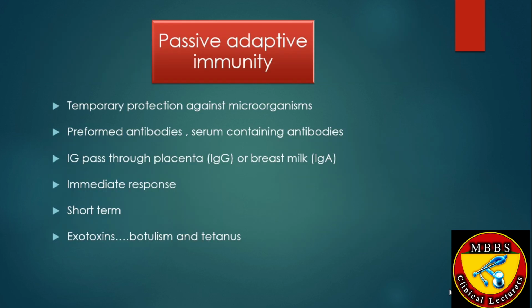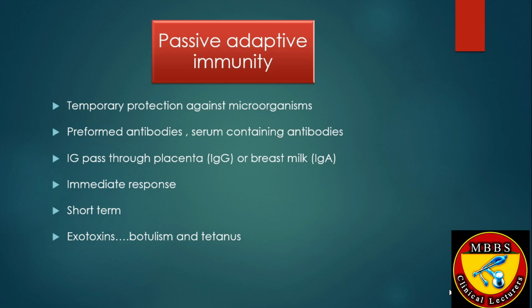Students, passive adaptive immunity is a temporary protection against microorganisms, because it is due to preformed antibodies. For example, we give a serum to the patient which already has antibodies against that disease, or there is transmission of immunoglobulin G through the placenta, meaning vertical transmission from mother to baby, or via breast milk, which contains secretory antibodies like immunoglobulin A. So these are the protections. This protection is very important, particularly during infancy and early childhood, because at that time the child has a reduced capacity to establish its own active response.